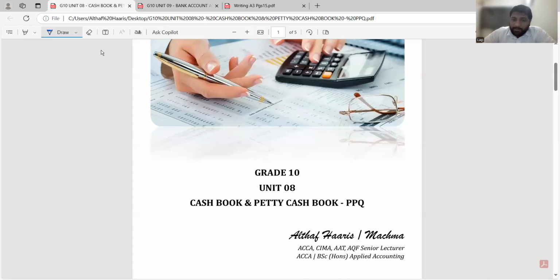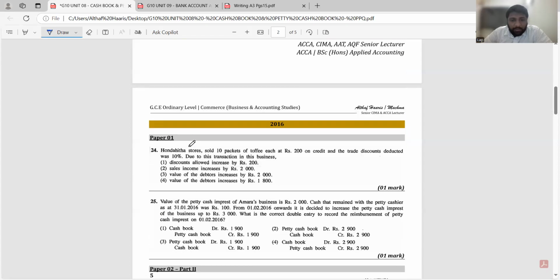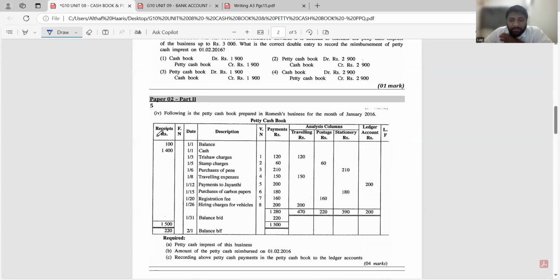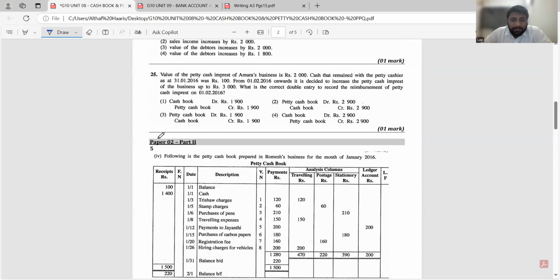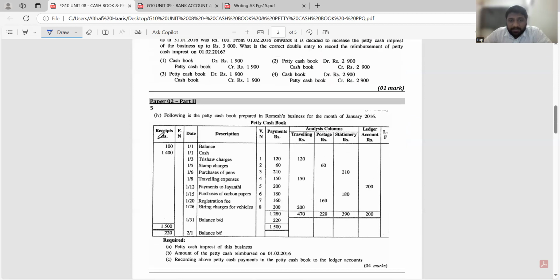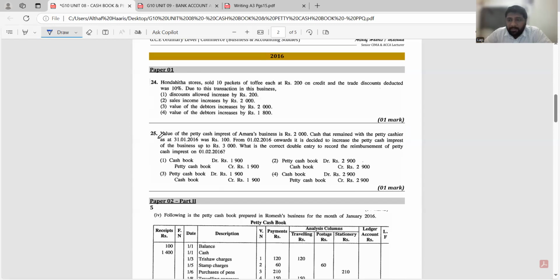Then let's start off with unit 8, which is the cash book and petty cash book. In 2016, there are a few questions. I'll give you maybe 5 minutes. Try the questions from 2016.